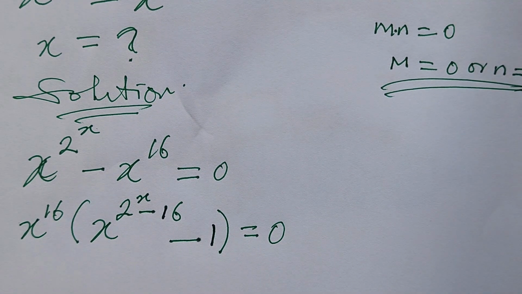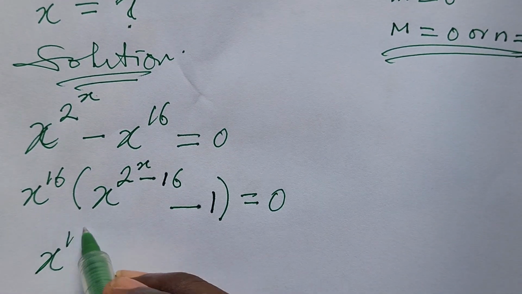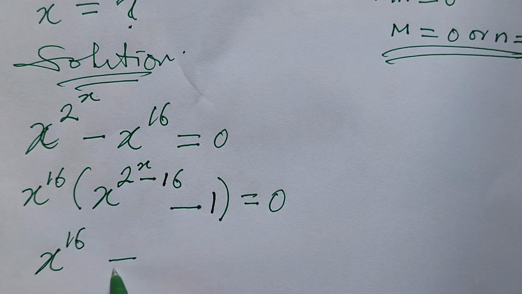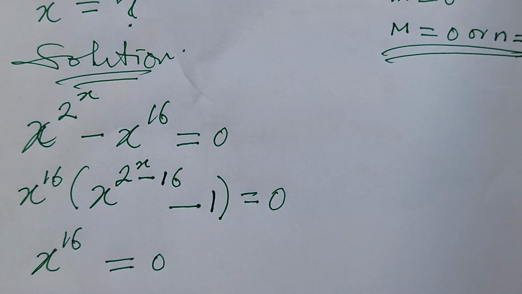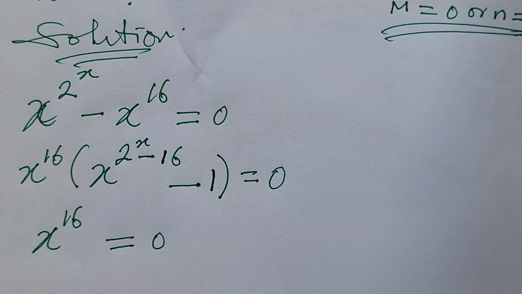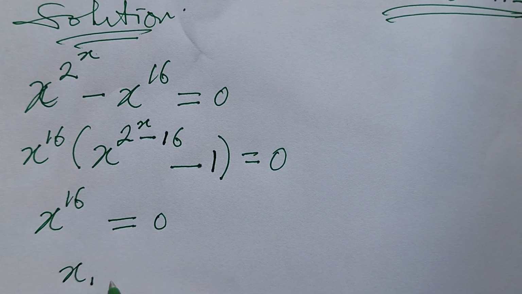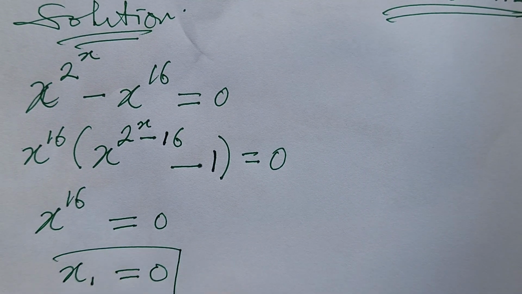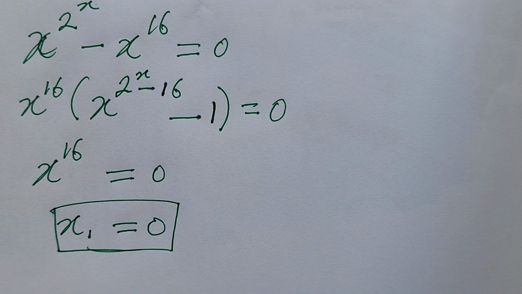From here, it also means that our x to the power of 16, as our case 1, is equal to 0. So if we have this equal to 0, all we just need to do is take the 16th root of both sides. If we do that, of course, this will give us 0. So we're going to have x1 is equal to 0. So let's keep this answer. At the end, we're going to do a simple check for this.